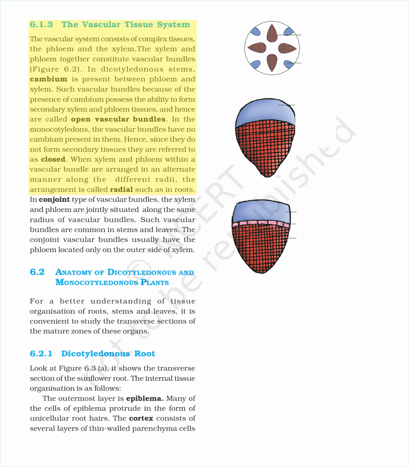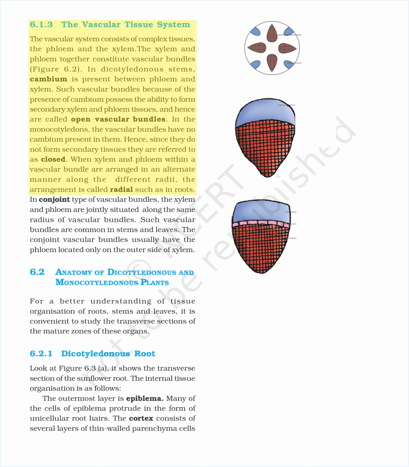6.1.3 The vascular tissue system. The vascular system consists of complex tissues, the phloem and the xylem. The xylem and phloem together constitute vascular bundles, figure 6.2. In dicotyledonous stems, cambium is present between phloem and xylem. Such vascular bundles, because of the presence of cambium, possess the ability to form secondary xylem and phloem tissues, and hence are called open vascular bundles. In the monocotyledons, the vascular bundles have no cambium present in them. Hence, since they do not form secondary tissues, they are referred to as closed.